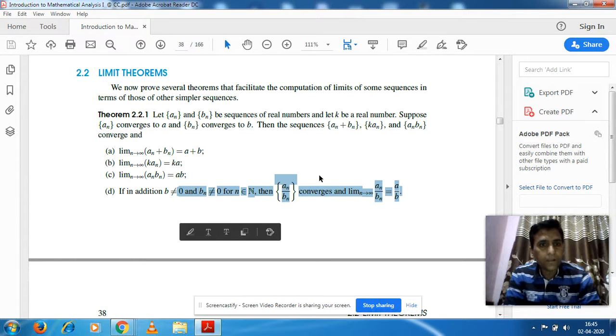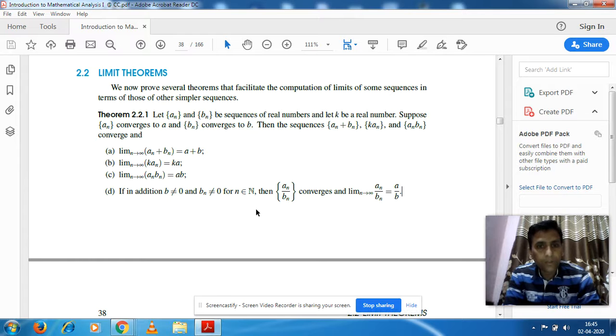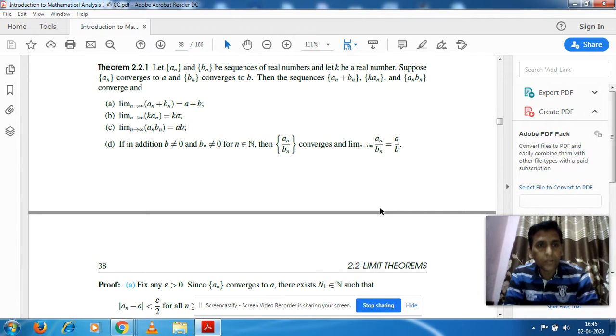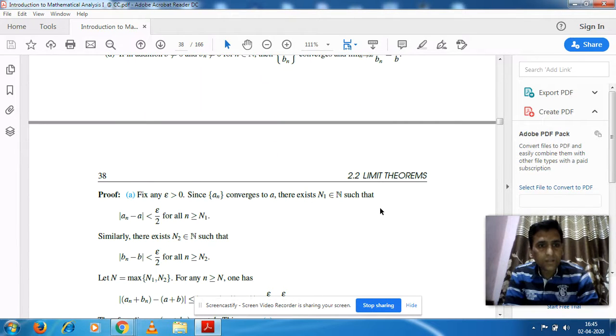And then part d, this is the case of division, an upon bn. Since bn is in the denominator, the limit of bn, which is b, should not be equal to 0 and the elements should be non-zero. Then this converges to the point a upon b. Then the proof of these results, we start with the first result.